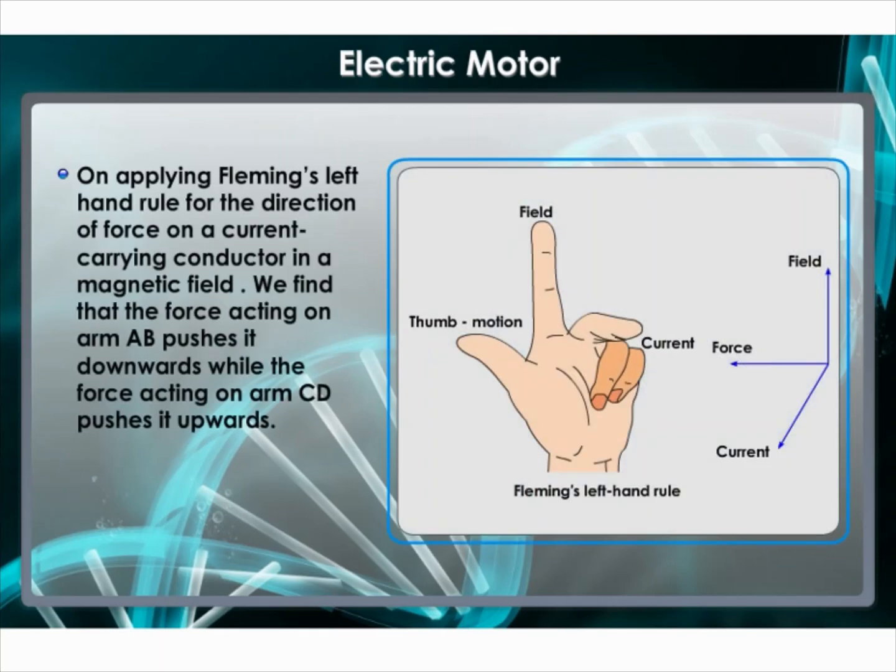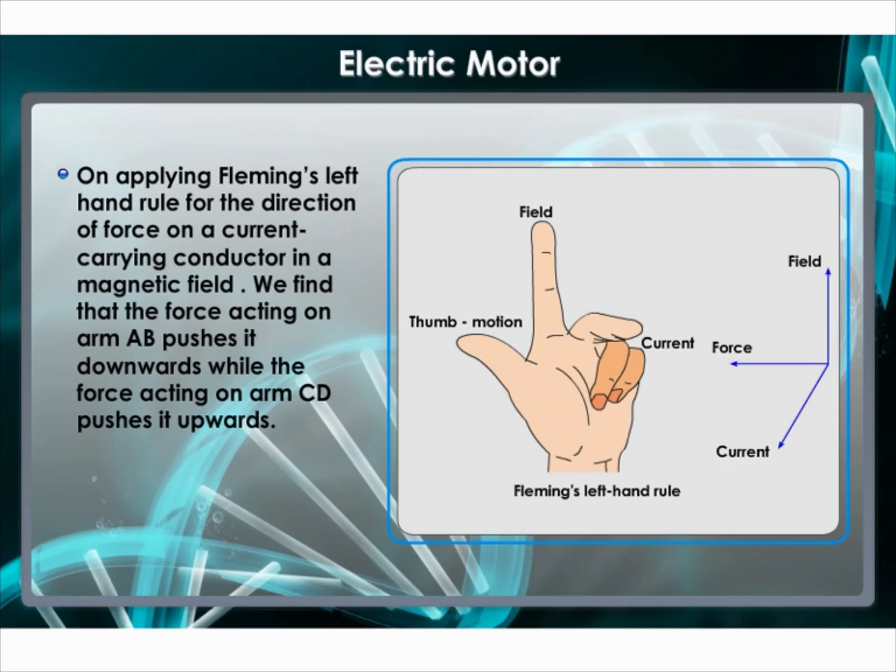Current in the coil ABCD enters from the source battery through conducting brush X and flows back to the battery through brush Y. Notice that the current in arm AB of the coil flows from A to B. In arm CD, it flows from C to D, that is, opposite to the direction of current through the arm AB. On applying Fleming's left-hand rule for the direction of force on a current-carrying conductor in a magnetic field, we find that the force acting on arm AB pushes it downwards, while the force acting on arm CD pushes it upwards. Thus, the coil and the axle O, mounted free to turn about an axis, rotate anti-clockwise.